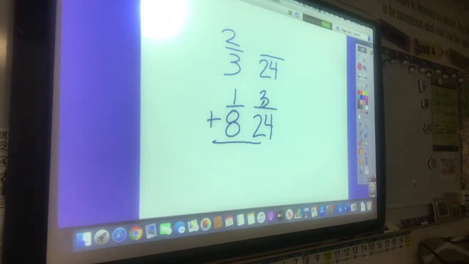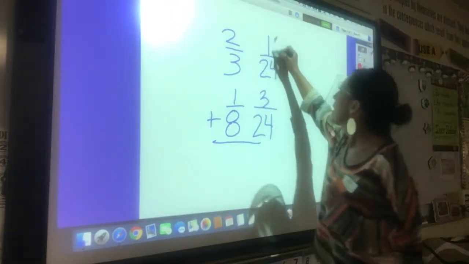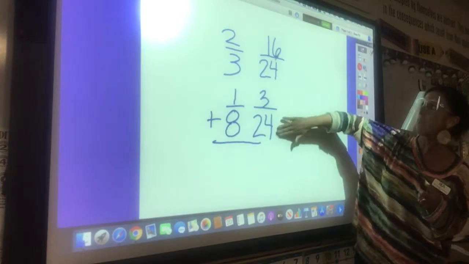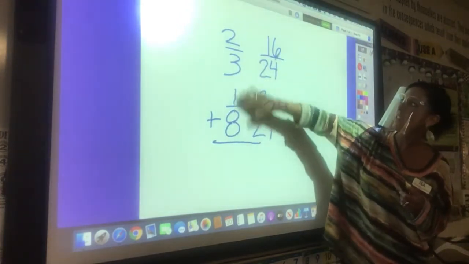Multiply by 8. So I've got to multiply by 8 on top. Then it would be 16. Right, 16. Okay, so again, we just did this recently, finding equivalent fractions. We found a common denominator, again, because you have to have the denominator be the same. We used our shortcuts to figure that out.